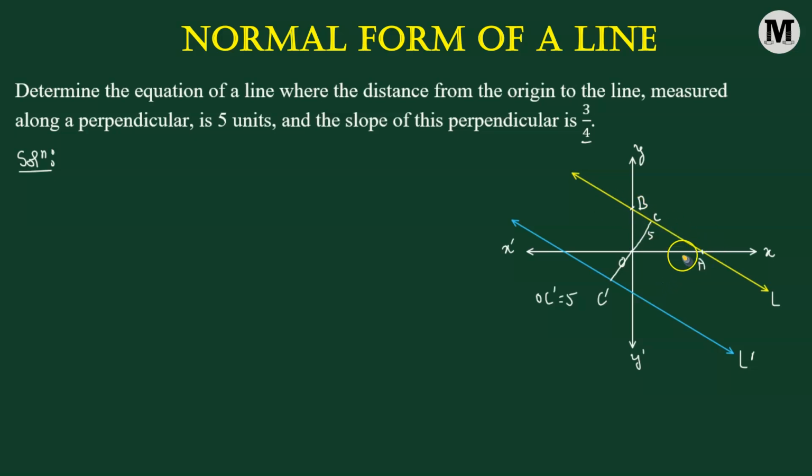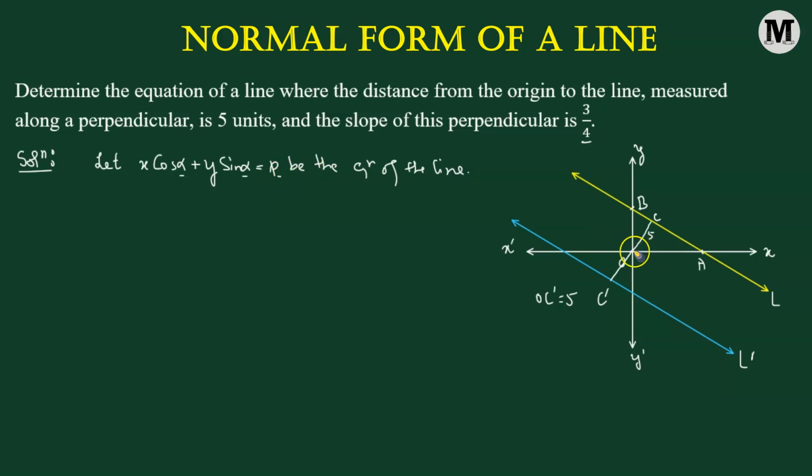So let's start with the first line L. To find the equation of this line, we will take the help of the normal form of a line, which is given by, let's note it down, x cos alpha plus y sin alpha equals P be the equation of the line, where our task will be to determine the values of these parameters alpha and P. So what is alpha here?